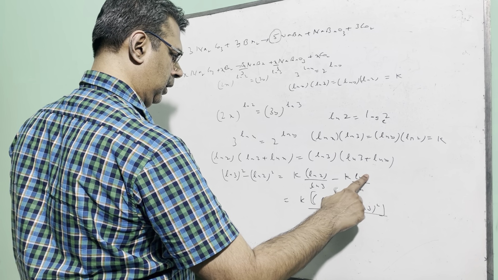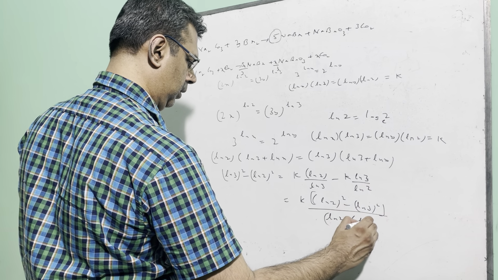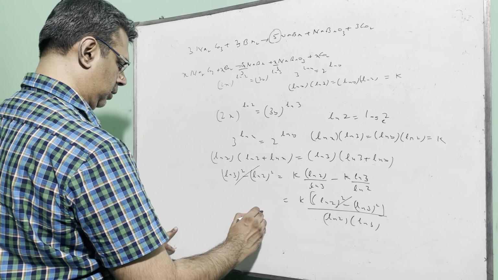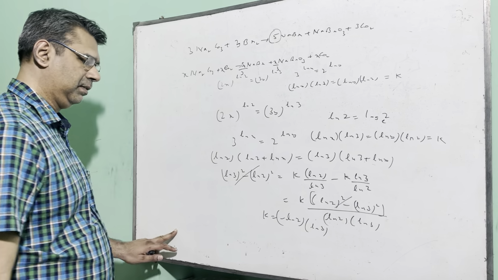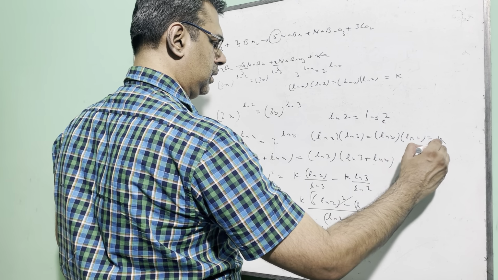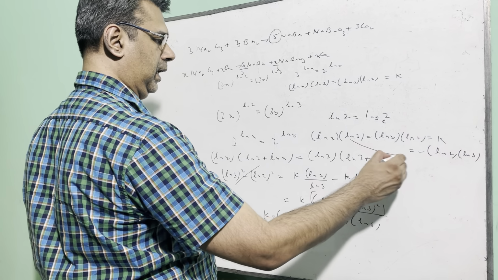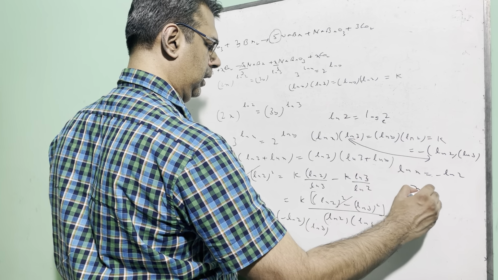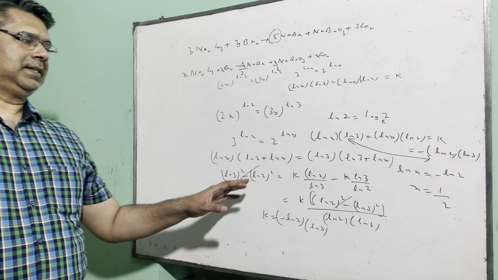actually this should be ln 3 by ln 2, so this will be ln 2 into ln 3. So if you cancel (ln 3 squared minus ln 2 squared) on both sides, you will get k equal to minus of ln 2 into ln 3. This is the value of k. Now take this value of k, go back and put it over here. If you put k equal to minus ln 2 into ln 3, then by equating these two you get ln x equal to minus ln 2, so x is equal to half. So the answer of the maths question is x equal to half.